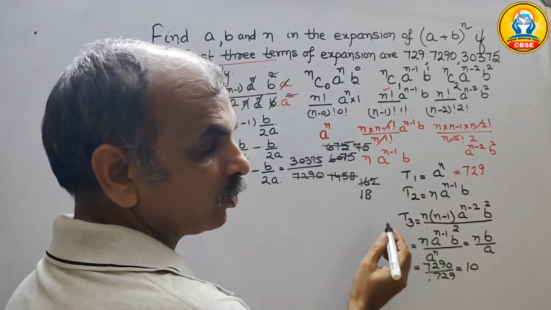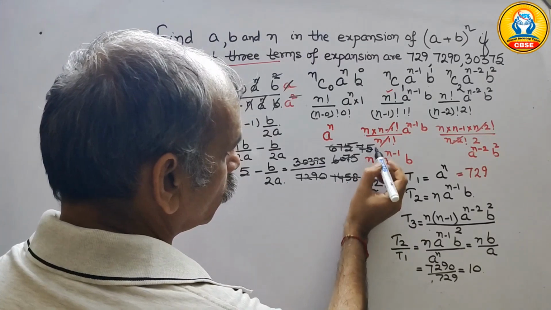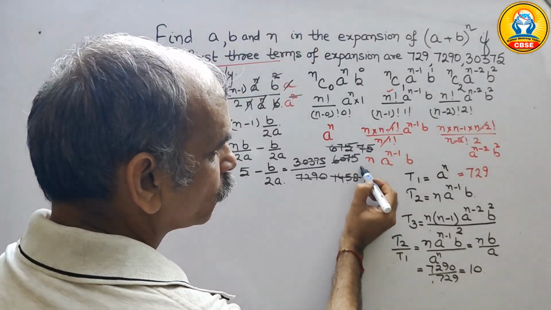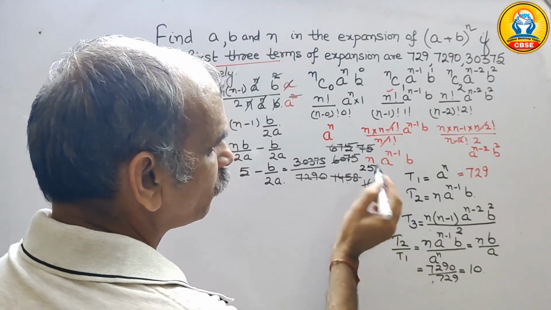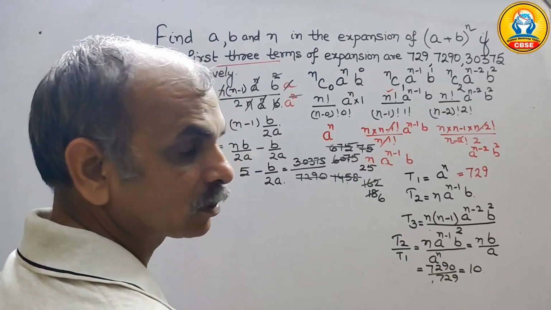It will go in 3 only. So this will be your 6. Now, so this will be 2 and 5, 25. Now we got 25 by 6.